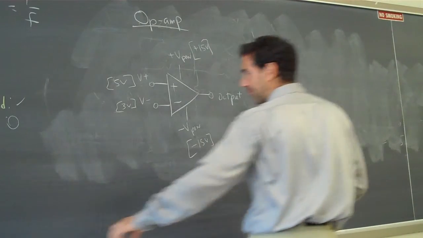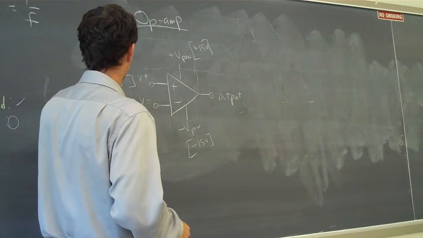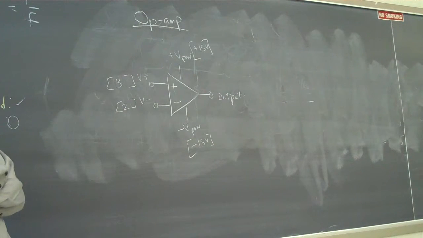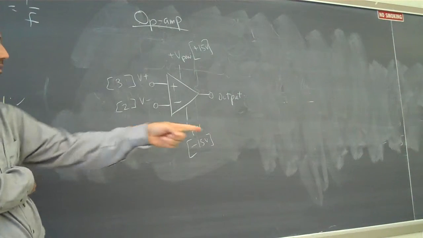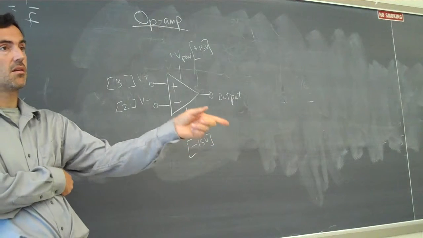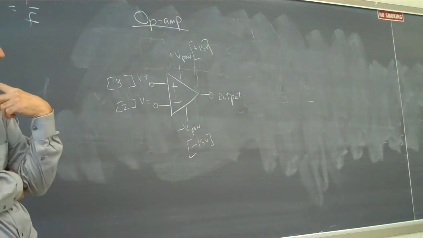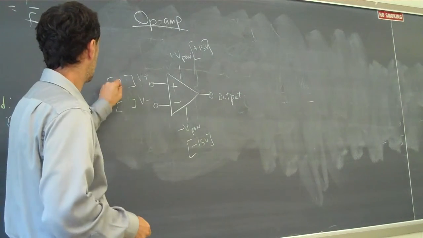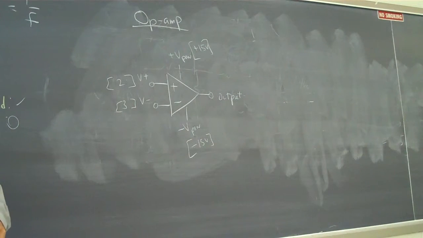What if this was 3 and that's 2? Someone want to make a guess what you think the output is going to be in this circumstance? Close to 15. 15, Ryan? 15, Isaac? Okay. I agree. 15. How about 2 and 3? Negative 15. Negative 15, correct.